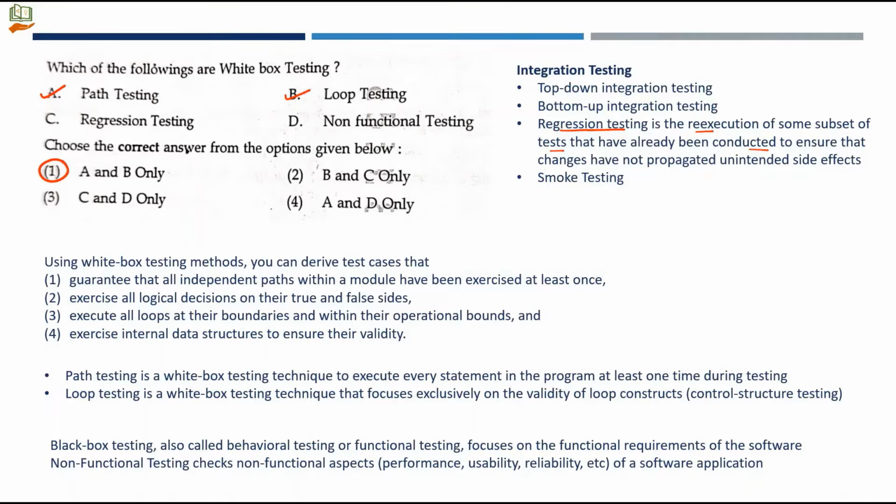It means I have changed some part of the source code, and because of this change, that source code should not do any other work other than what it has to do. They have not done it intentionally, but due to the changes in the code, it has automatically or accidentally happened, we can say. That is why they have mentioned it as unintended side effects. So we can rule out both C and D from these options because they don't belong to white box testing.